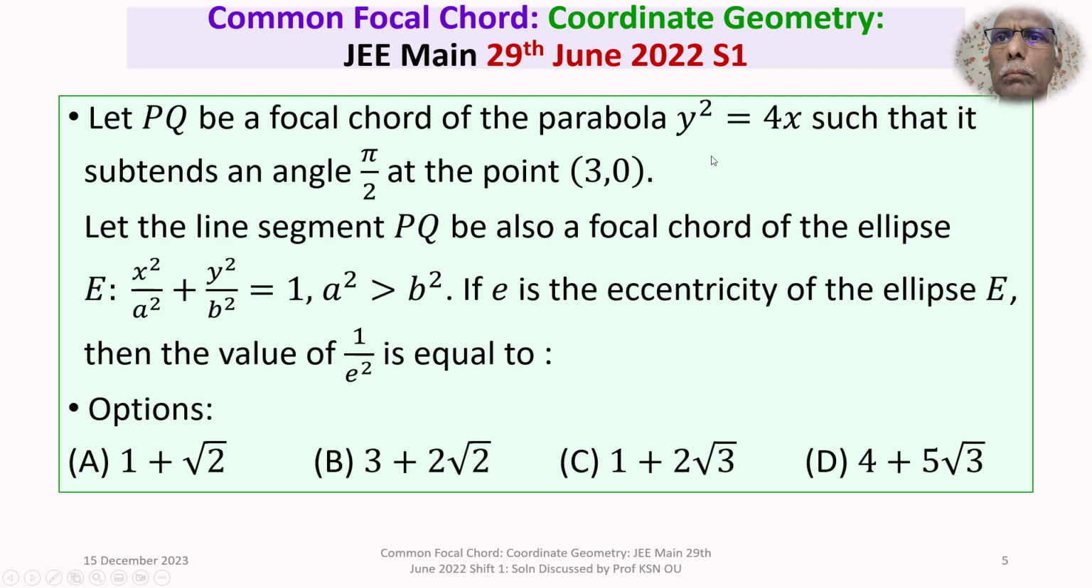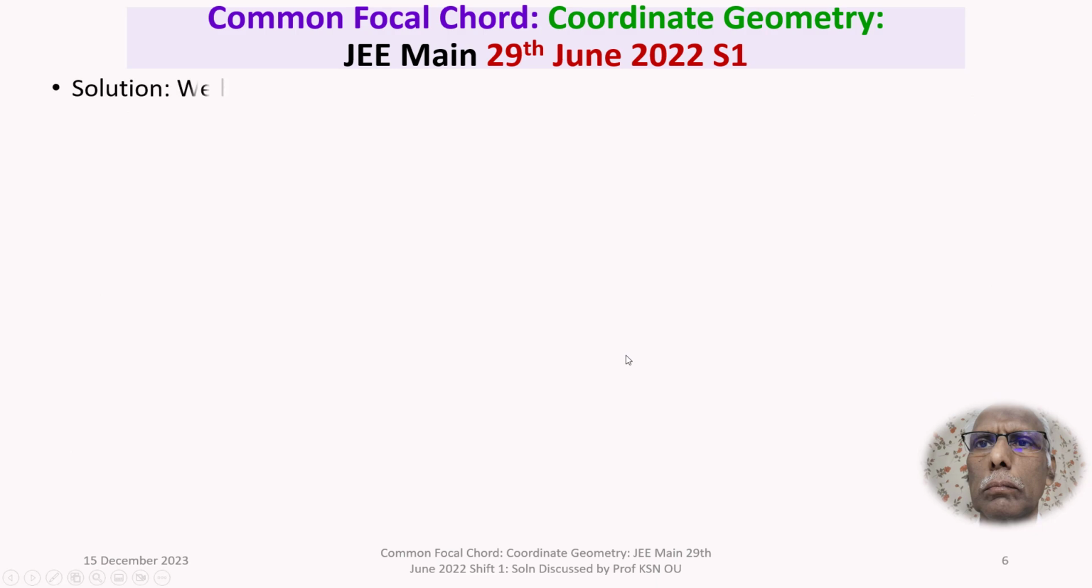We are given a parabola y square is equal to 4x, and it is given PQ is a focal chord for this parabola such that this focal chord PQ subtends an angle pi by 2 at the point (3, 0). It is given that the line segment PQ is also a focal chord of this ellipse E, and if e is the eccentricity of the ellipse, we are required to find the value of 1 by e square. We now discuss the solution of the problem in detail.